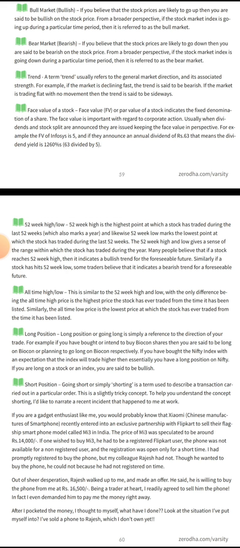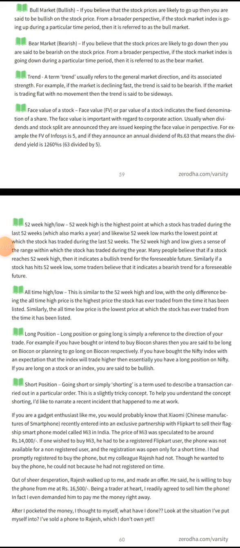And another important jargon is long position. Long position or going long is simply a reference to the direction of your trade. For example, if you have bought or intend to buy Biocon shares, then you are said to be long on Biocon or planning to go long on Biocon respectively. If you have bought the Nifty index with an expectation that the index will trade higher, then essentially you have a long position on Nifty. If you are long on a stock or an index, you are said to be bullish.